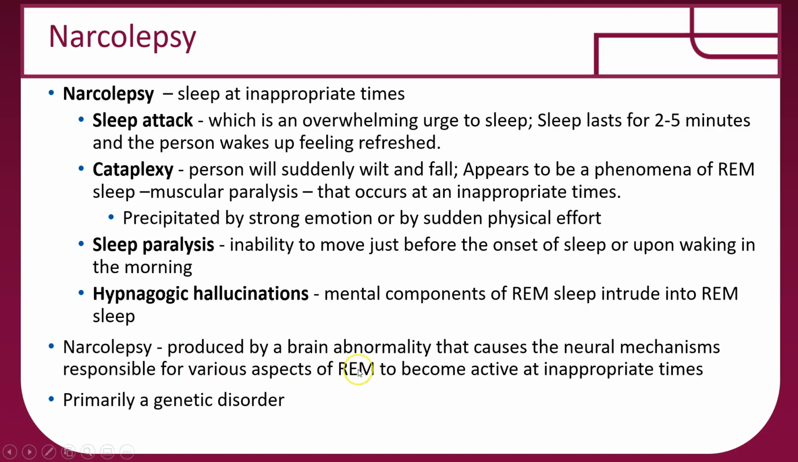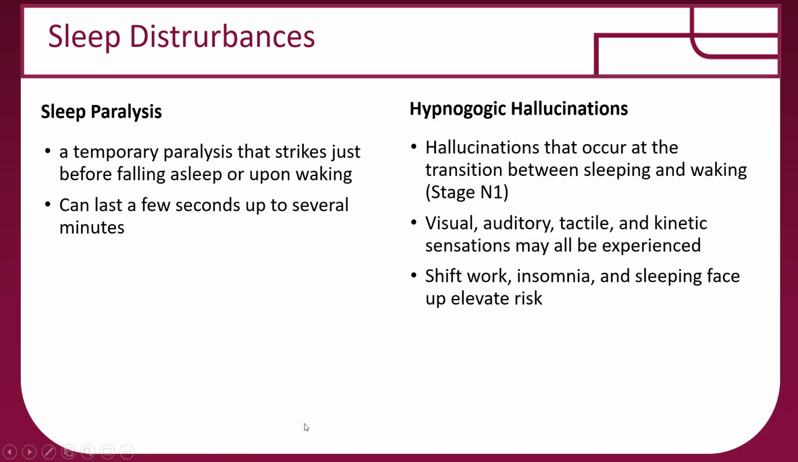Narcolepsy is produced by brain abnormality that causes the neural mechanisms responsible for various aspects of REM sleep to become active at inappropriate times, and it's primarily a genetic disorder. We did talk about sleep paralysis and hypnagogic hallucinations. These both can occur without someone having the diagnosis of narcolepsy. So they can be just sleep disturbances on their own. Someone could have just sleep paralysis or just hypnagogic hallucinations.